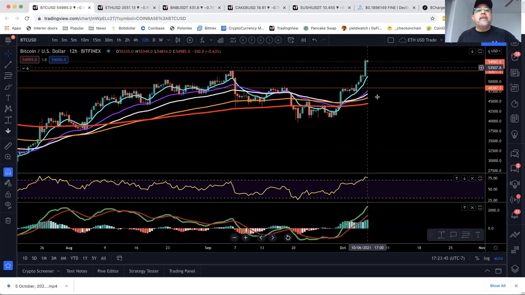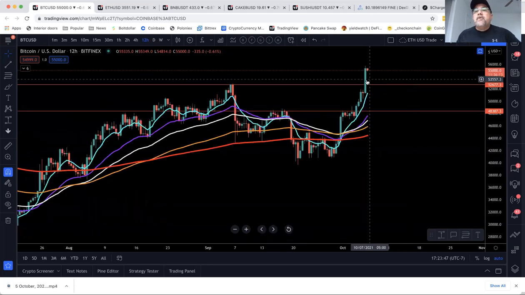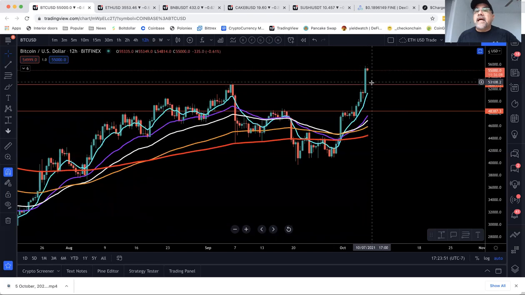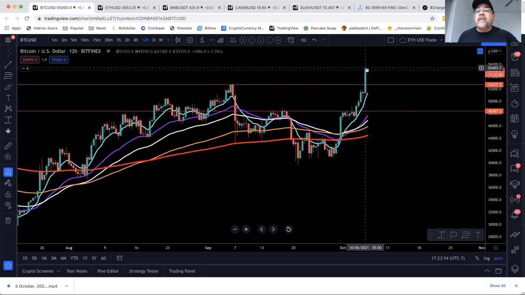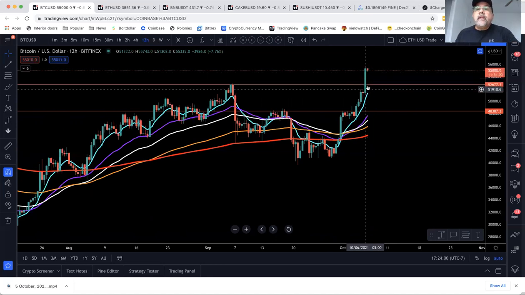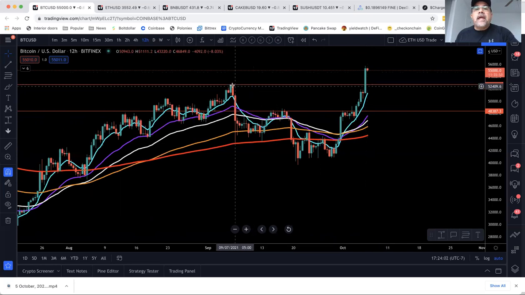Now, one of the things about these big moves like this with Bitcoin is that when we do come down, and when we break through with such ferocity as this candle did here, we leave behind an important area of a backtest.